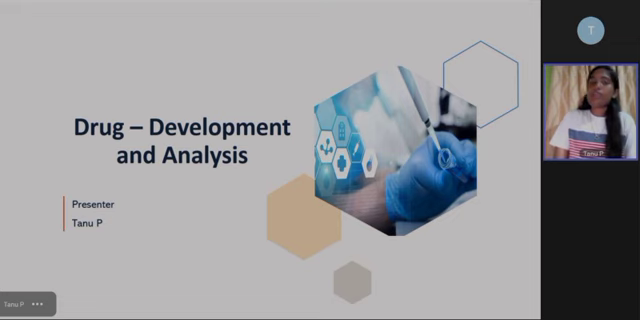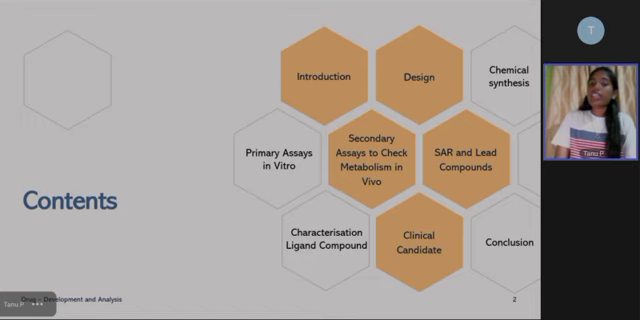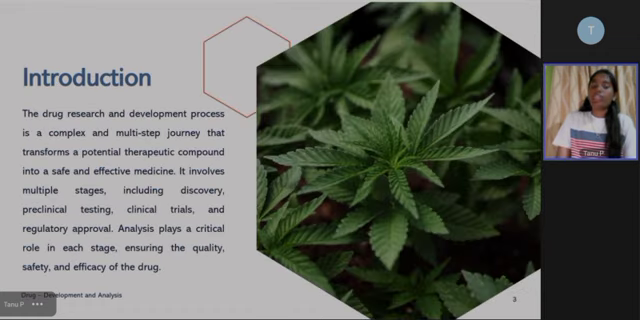Today I'm here to present a seminar on drug development and analysis. Let us learn about how to develop a drug and analyze the drug from a compound. The content of these seminars are like this: introduction, design, chemical synthesis, primary assay in vitro, secondary assay to check metabolism in vivo, SAR-led and lead compounds, characterization, ligand compound, clinical candidate, and lastly conclusion. Now let us move on to the introduction of how to develop and analyze the drug.